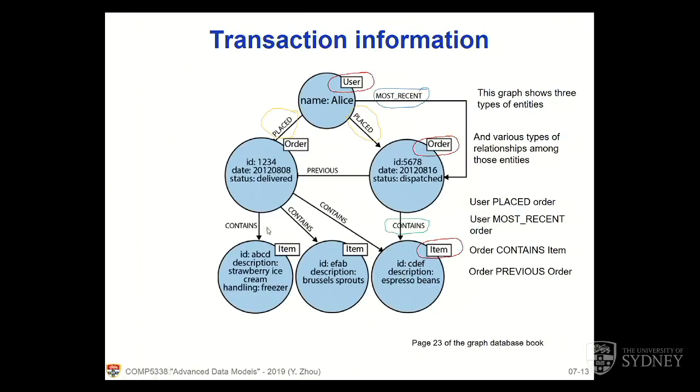And also, because the user can place multiple orders, we really want an easy way to see which order was placed before the other order, without really looking at the time, the date in it. So we can add a link, we can add an edge between the orders, like previous.